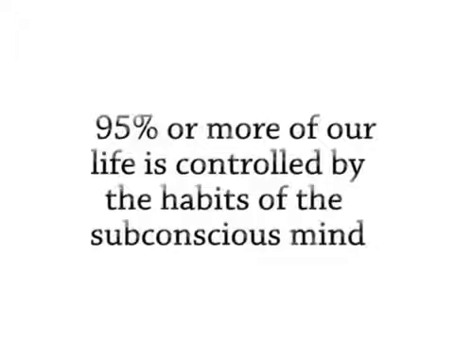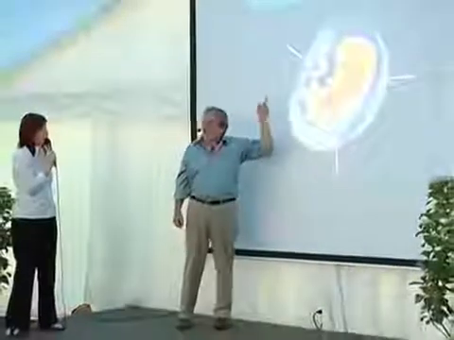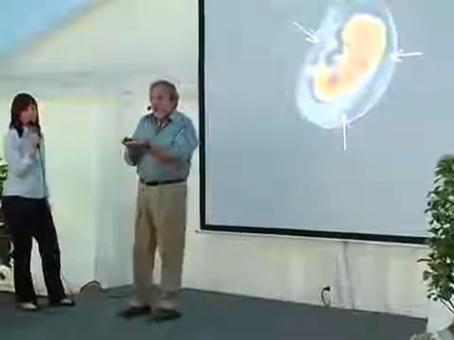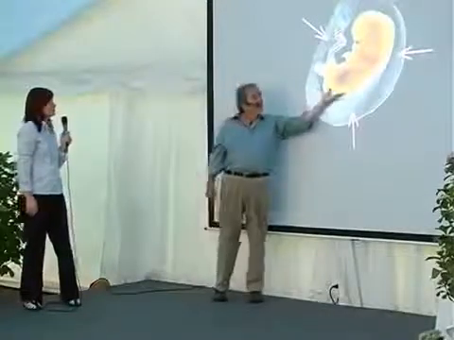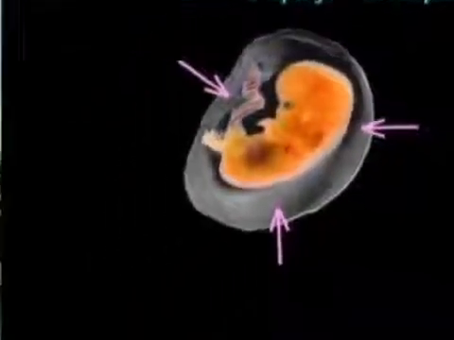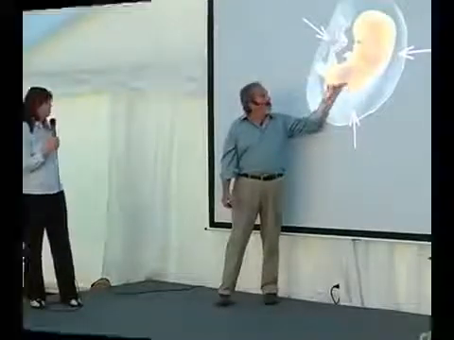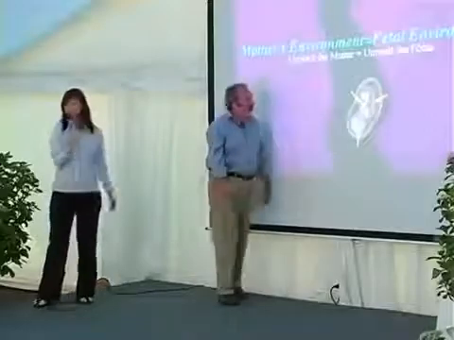Now the question is, in development, what environment shapes fetal development? And the reason why the environment is important, as I showed you in tissue culture, is that the fate of the cell is controlled by the environment in which the cell lives. Whether it's just one cell or billions of cells in a fetus, it's still the same response. So the question is, what environment is controlling the development of the fetus? Mom, absolutely. The mother's environment shapes the fetal environment.